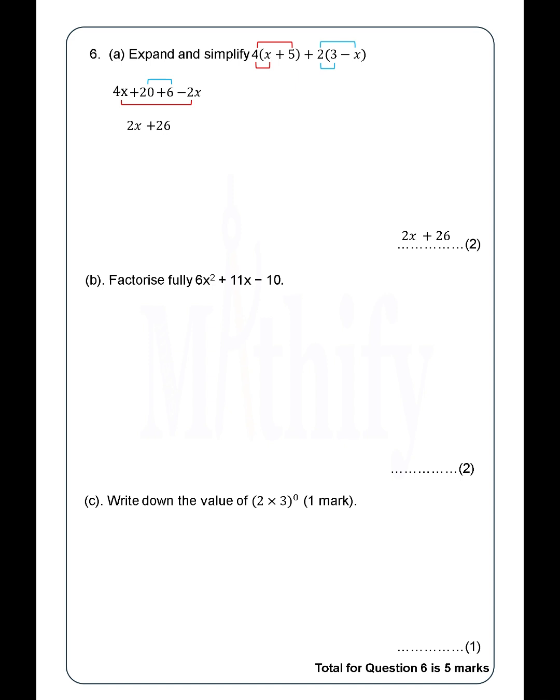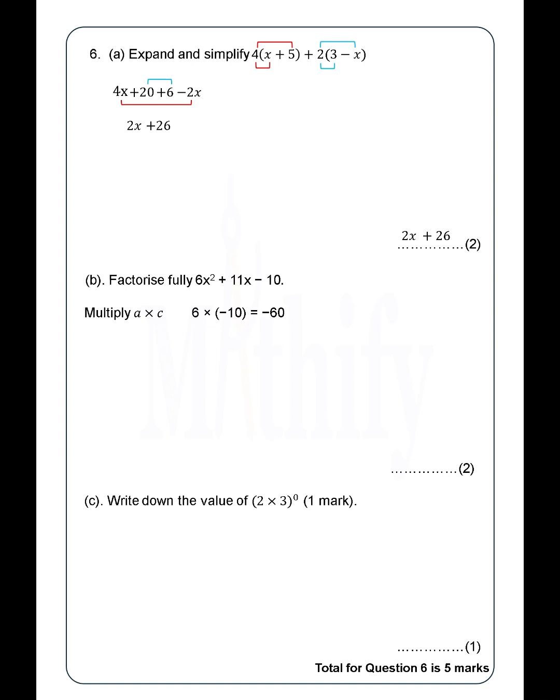Factorize fully 6x squared plus 11x minus 10. So slightly different to simple factorizing quadratics, because this question now involves 6 next to the x squared. So here are some additional steps. Step number 1, multiply 6 by minus 10, which is equal to minus 60.